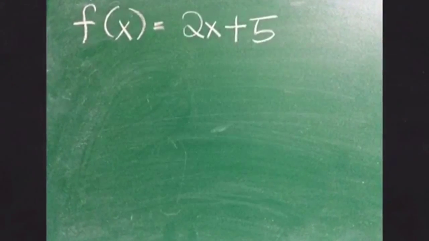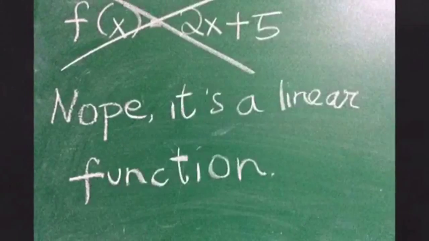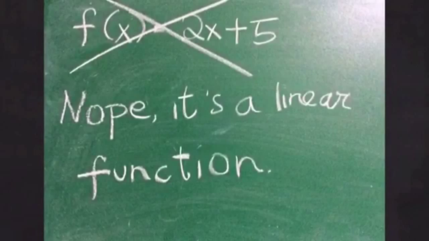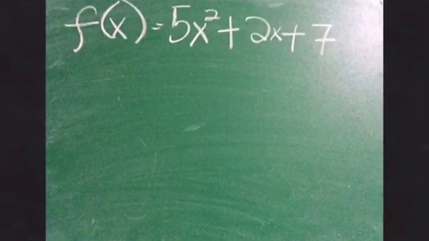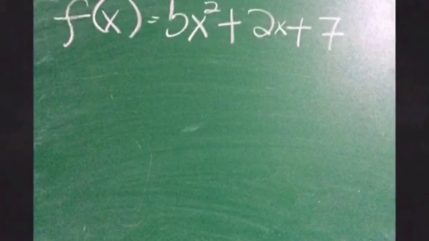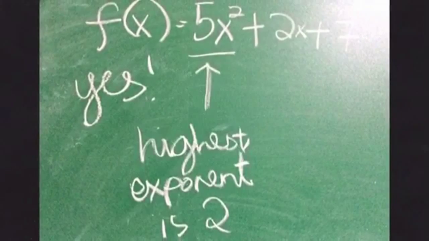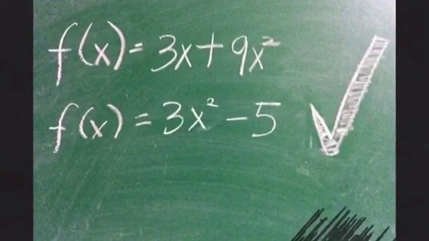Here we have f of x is equal to 2x plus 5. Is it a quadratic function? Nope, it's a linear function because its highest exponent is 1. And here we have f of x is equal to 5x squared plus 2x plus 7. Is this a quadratic function? Yes, because its highest exponent is 2. Here we have different examples of quadratic functions.